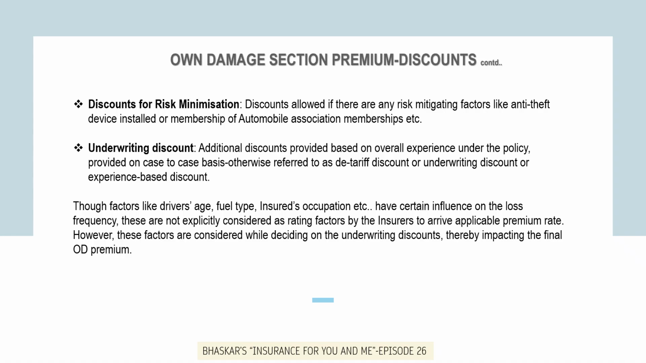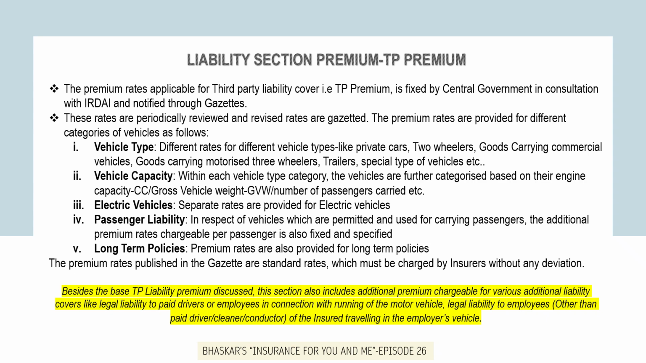Though factors like driver's age, fuel type, insured's occupation, etc. have certain influence on the loss frequency, these are not explicitly considered as rating factors by the insurers to arrive at the applicable premium rate. However, these factors are considered while deciding on the underwriting discounts, thereby impacting the final OD premium. So the next component of the premium is the TP premium.